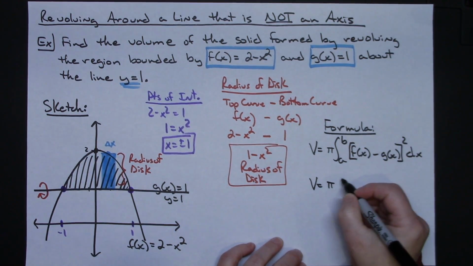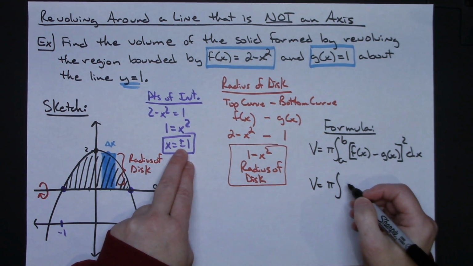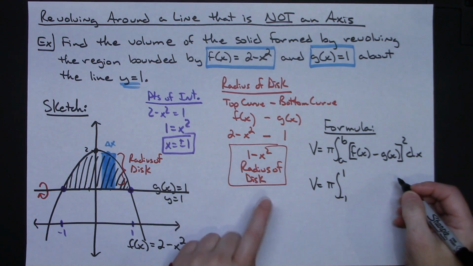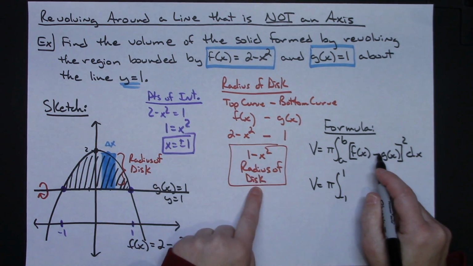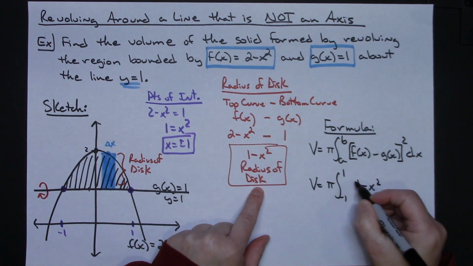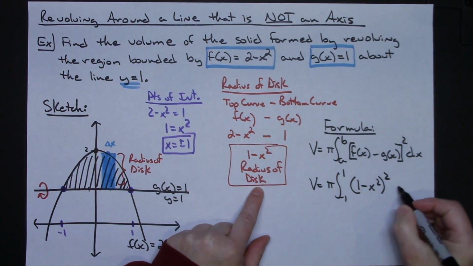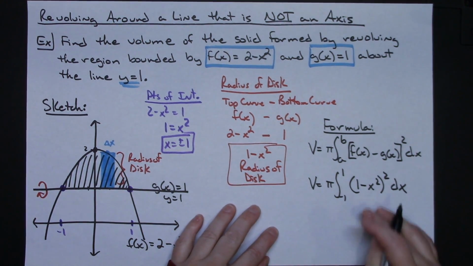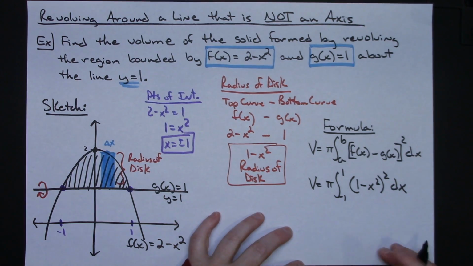So pi times the integral, we found our points of intersection as -1 and 1. We did the math right here, so the radius is going to be 1 minus x squared. I have to then square that quantity, dx. And hopefully you can calculate this integral without too many problems.